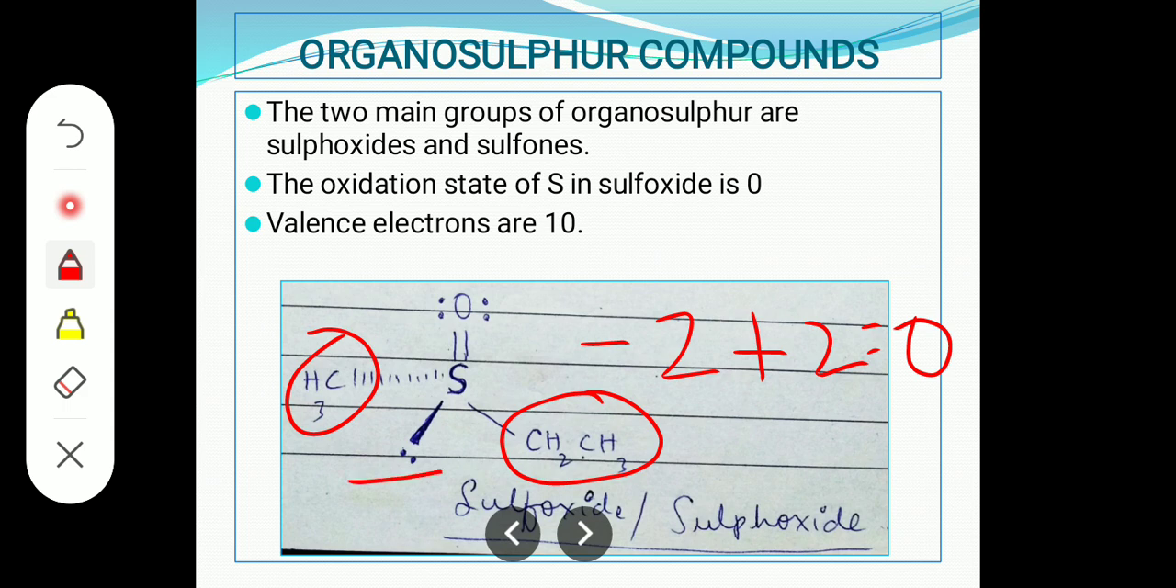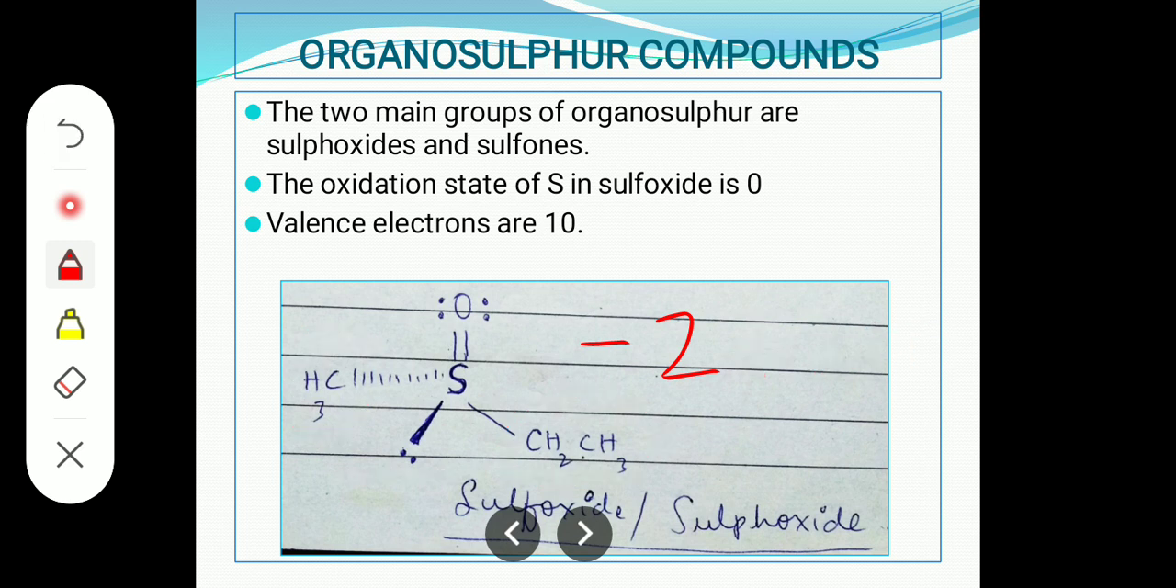This lone pair we are excluding because the lone pair doesn't have any oxidation number. Hence we are only considering the oxidation number on oxygen and also the methyl as well as the ethyl group. So the oxidation state of sulfur in sulfoxide is going to be 0. And when we talk about the valence electrons of sulfur in sulfoxide, it is going to be 10. Again, including the lone pair, it is going to have 10 valence electrons.